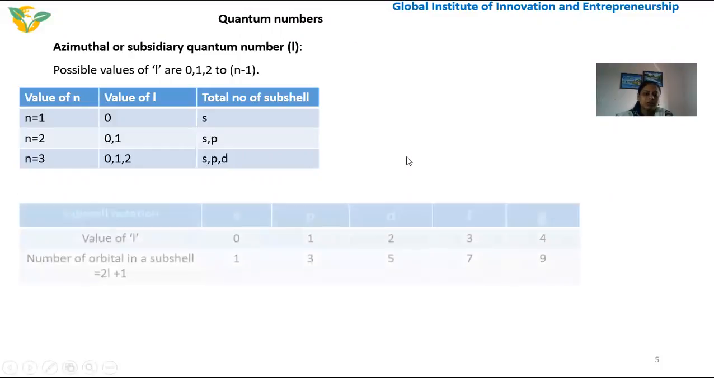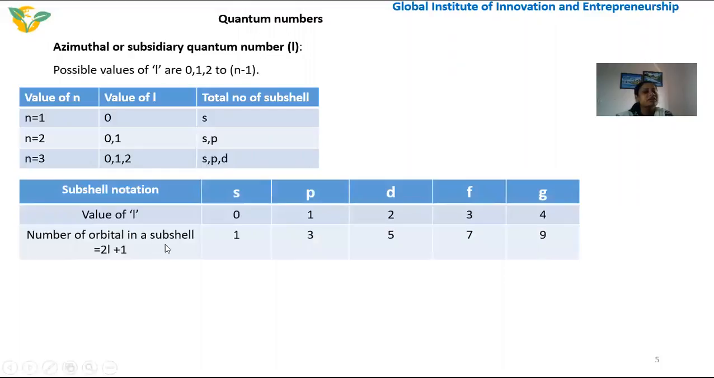We can also calculate the number of orbitals in a subshell, that is given by 2l plus 1. So when l equals 0, the s subshell has 1 orbital. For l equals 1, the p subshell has 3 orbitals. When l equals 2, the d subshell has 5 orbitals, and for l equals 3, f has 7 orbitals, and l equals 4, g has 9 orbitals.